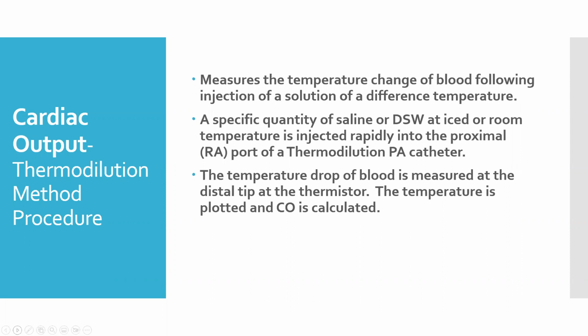The temperature drop of blood is measured at the distal tip of the thermistor. The temperature is plotted and cardiac output is calculated. It's called shooting an output. It's not continuous, it's an event. A lot of the technology we have today will give you cardiac output on a continuous basis. This was at various intervals. They would shoot a cardiac output in order to determine it. So in addition to Fick, which uses an equation, thermodilution is indirect, but it's pretty accurate if well done.